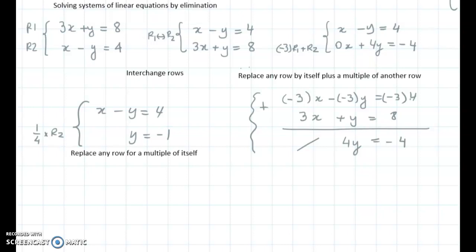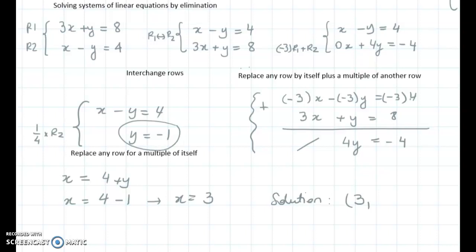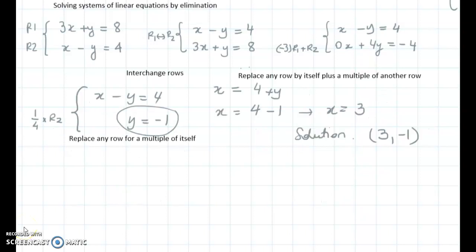Now we're really done solving the system because we know what is the value of y. So we can find what is the value of x. x is, according to the first one of the rows, 4 plus y. So x is equal to 4 minus 1. So I'm saying that x is equal to 3. Then the solution for this system is unique and is of the form (3, negative 1). I made a little bit of a space over here.